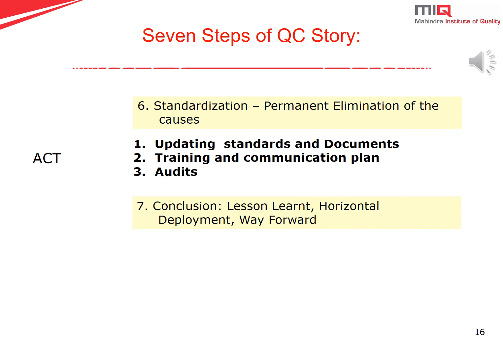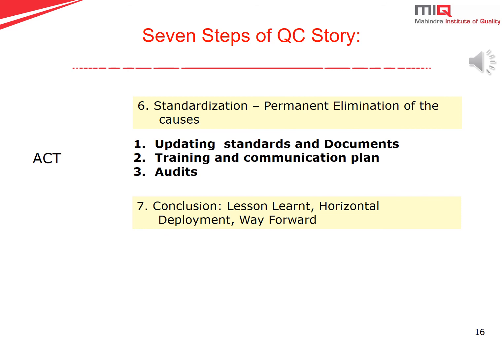In step number 6, which is standardization, all documents like standard operating procedures, FMEAs, process maps, designs which have undergone changes are updated. A training plan for operators or users of the process, and a communication plan to all stakeholders are made and implemented. It is advisable to do audits and check for some time till the team gains confidence that the new way of working has become the way of working.